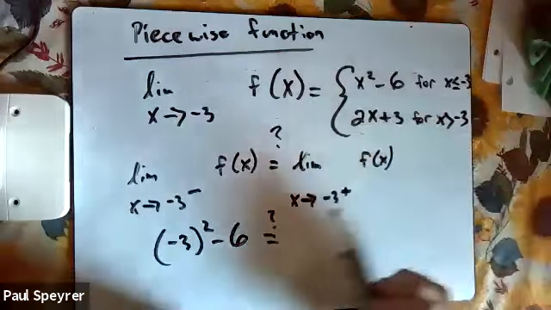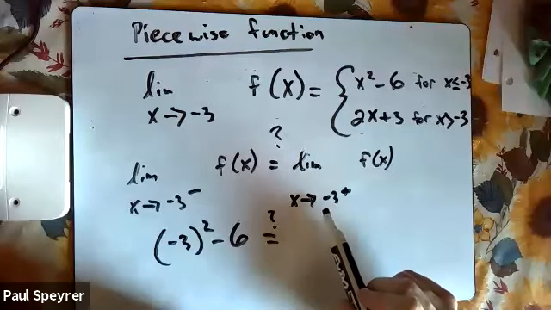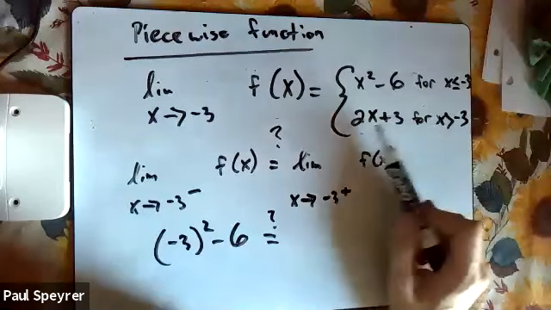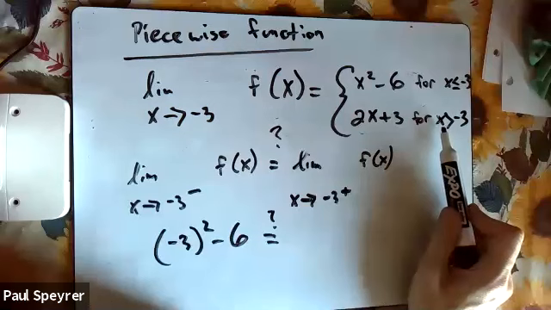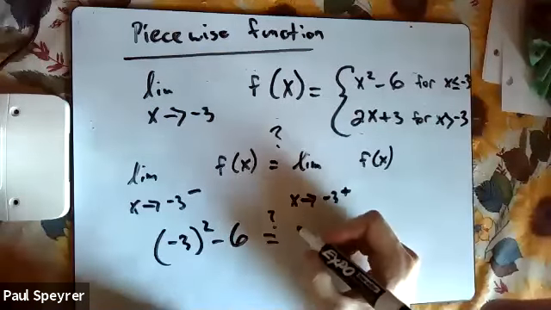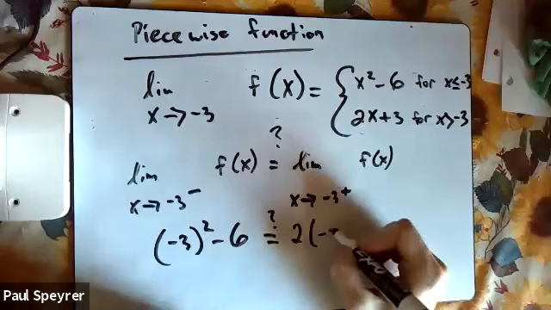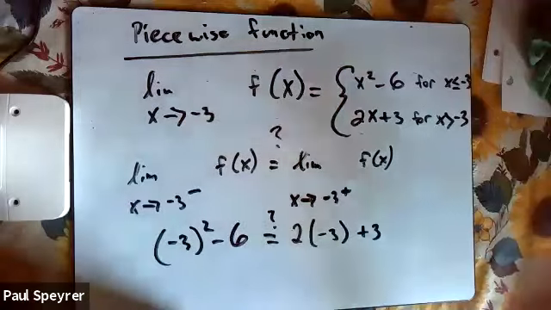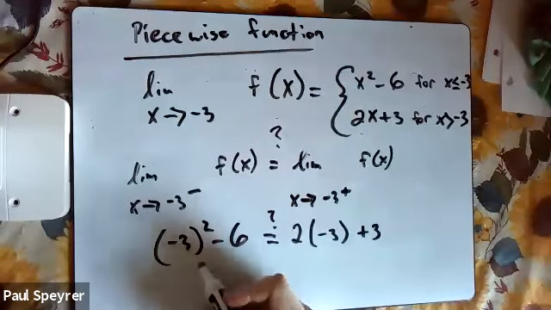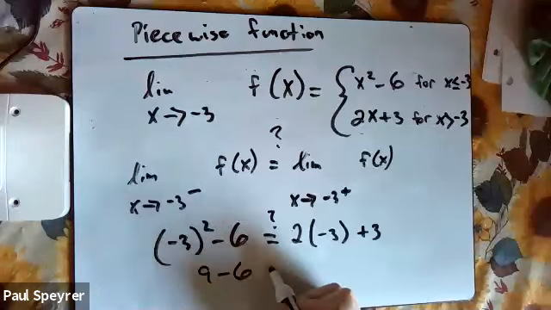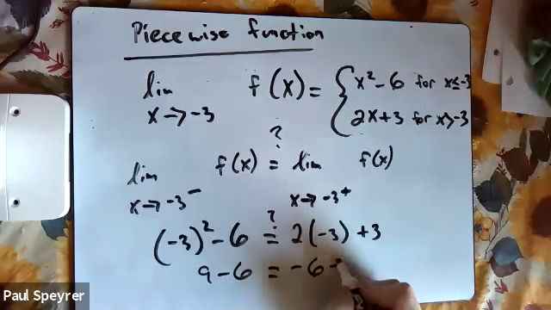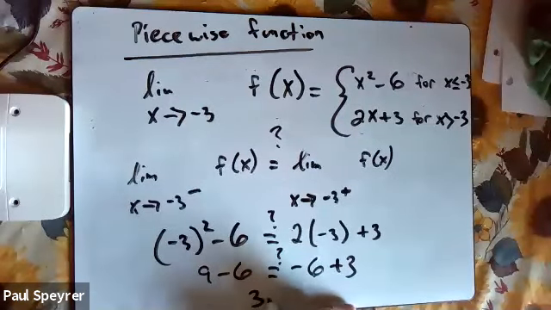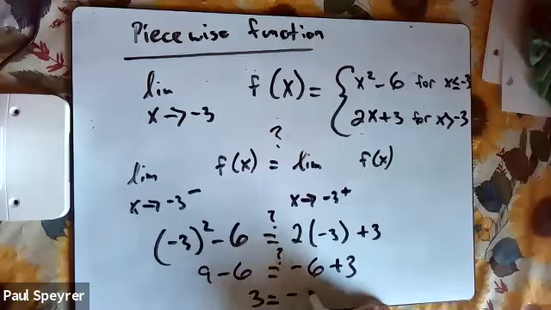Well, now let's look at the limit as x approaches -3 from the right-hand side. We have to use the other equation in this instance because this one says use me, 2x plus 3, for any x that's bigger than -3. So are we going to get the same values, right? Let's find out. This is 9 minus 6 equals -6 plus 3. Okay, so we get 3 equals -3.